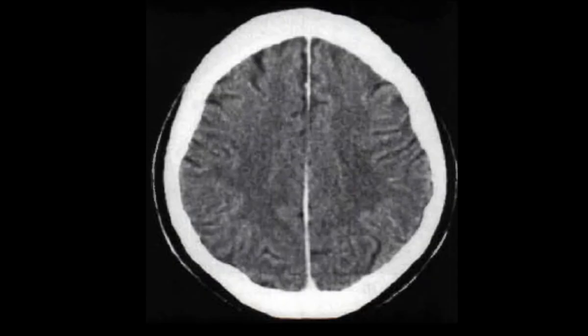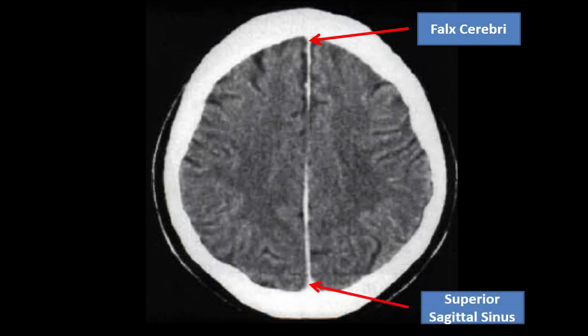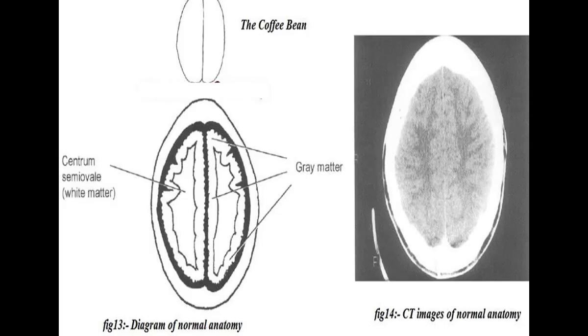As you go further up, Mr. Bean, you just see the 2 parts of the cerebrum. This is falx cerebri, this is superior sagittal sinus, and it appears like a bean.